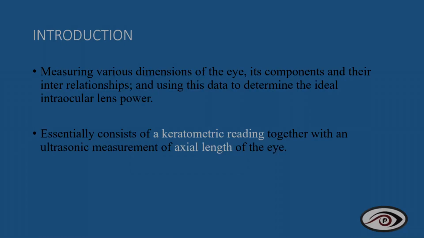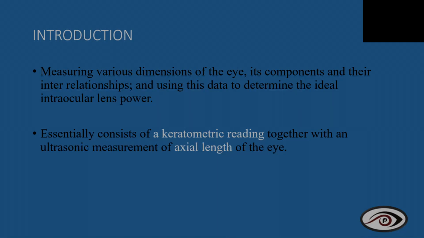for this opportunity. So I'll be talking about biometry and IOL power calculation. I believe 14 to 15 minutes are allotted for us. So coming to the introduction: measuring various dimensions of the eye, its components and their interrelationship using data to determine the ideal intraocular lens power. Basically biometry has two components.